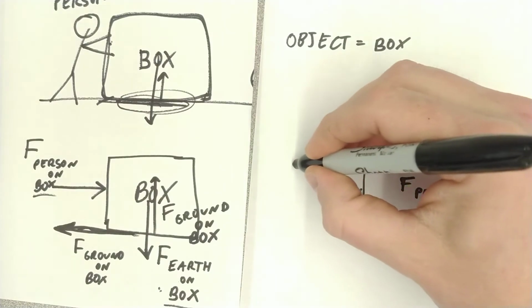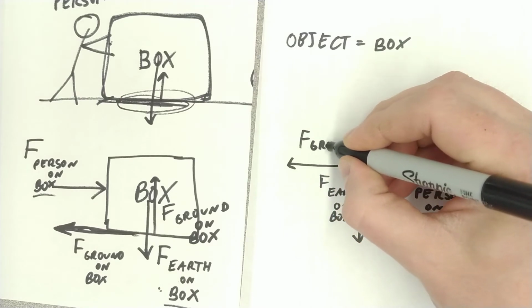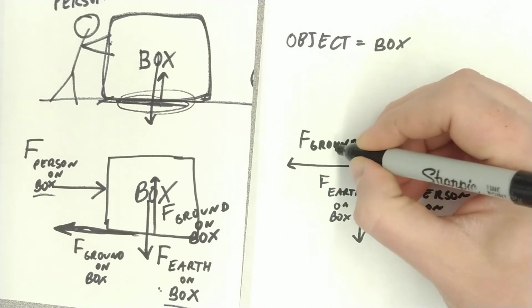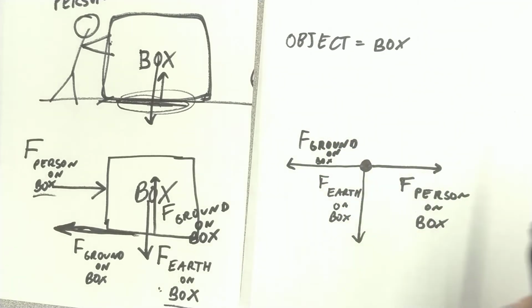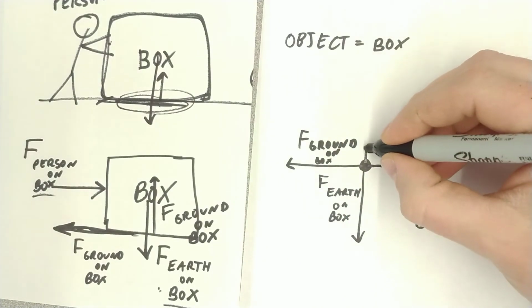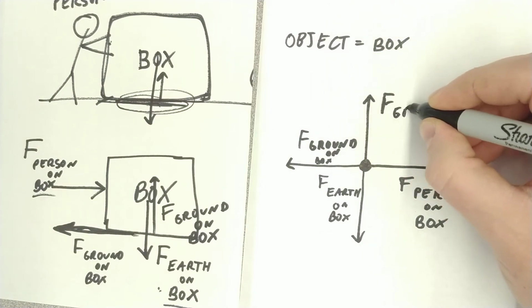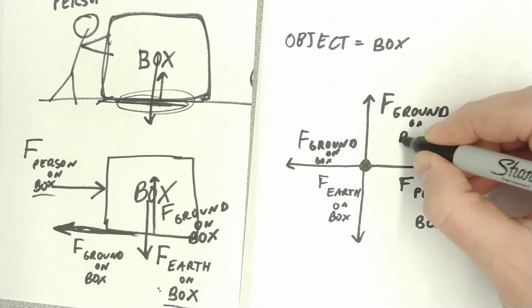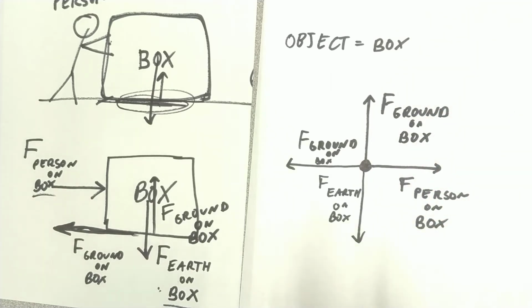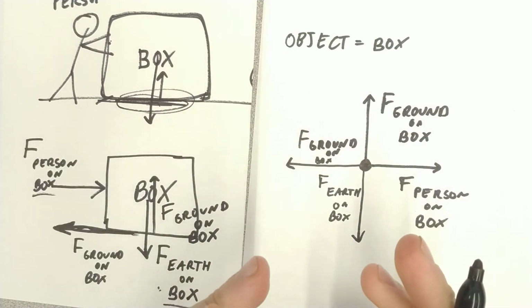And then we're going to have force of the ground on the box. All right, and that's the horizontal component. And then we're going to have the vertical component of the force of ground on the box as well. All right, and that's a much nicer way to draw this, right? We can see that the forces are balanced, right?